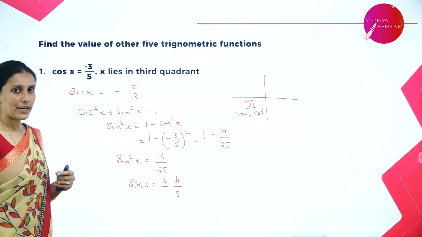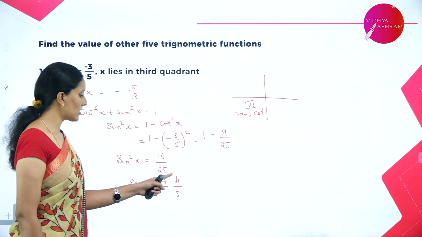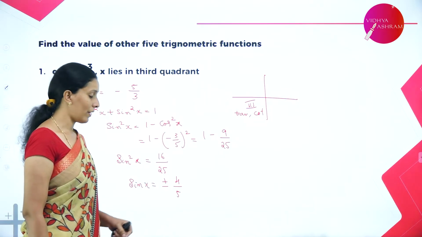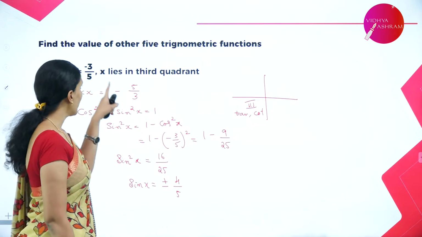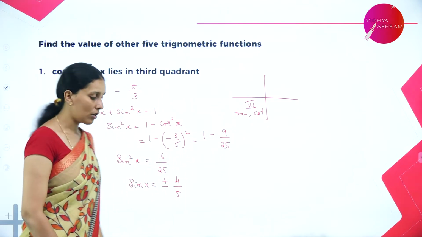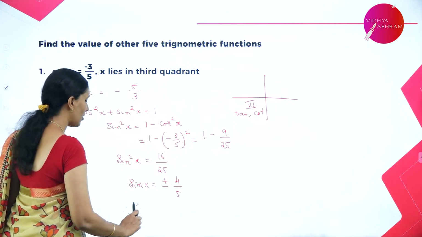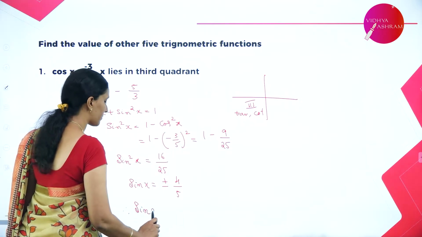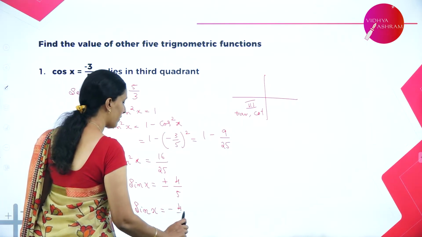Now, what sign should I choose? Should I take plus 4 by 5 or minus 4 by 5? Now they have clearly told x lies in the third quadrant. That means sine is negative in the third quadrant. So therefore, the value of sine is minus 4 by 5.